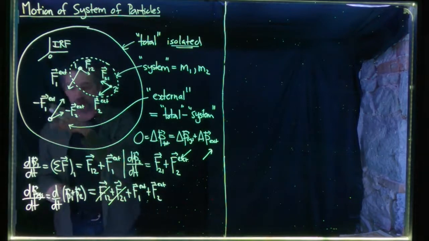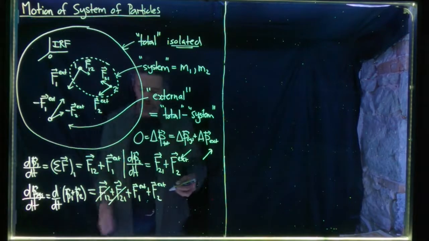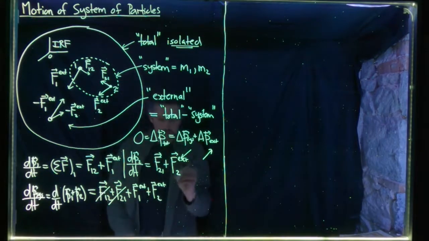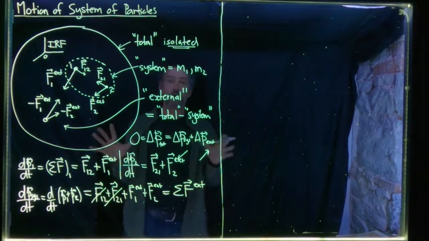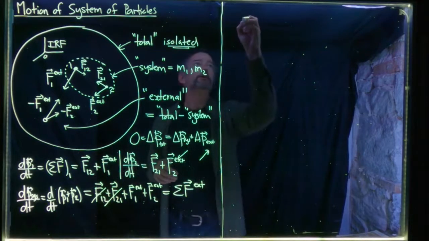Here the particle outside the system is exerting this force on one of the particles in the system and this force on the other particle in the system, and so we add up both of those forces. So we get that vector plus that vector is a total force in that direction. Okay, that's the total external force acting on our system of particles. And so this is the sum of the forces external to our system.